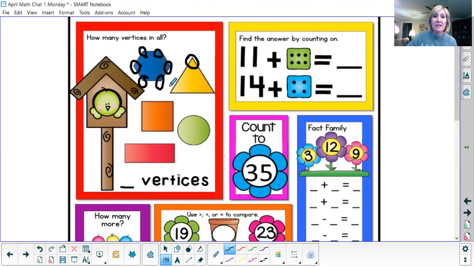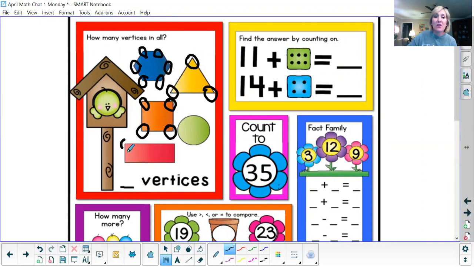7, 8, 9. Okay, let's move over to the square. Keep going. 10, 11, 12, 13. Let's go down to the rectangle.